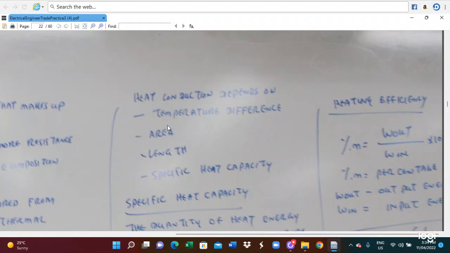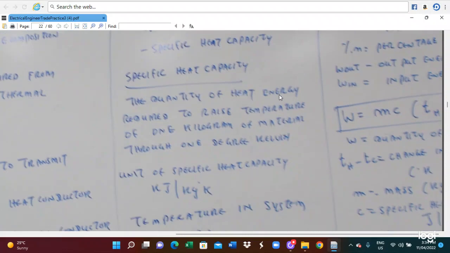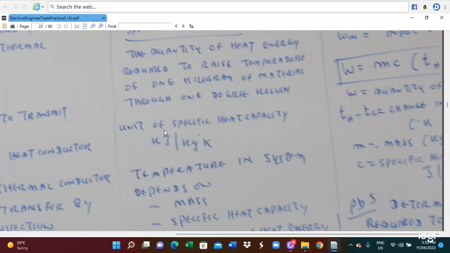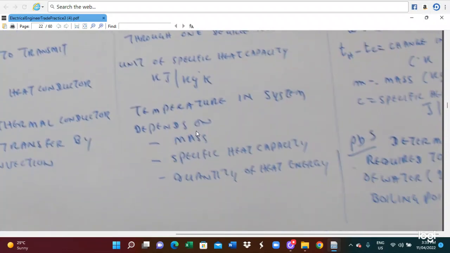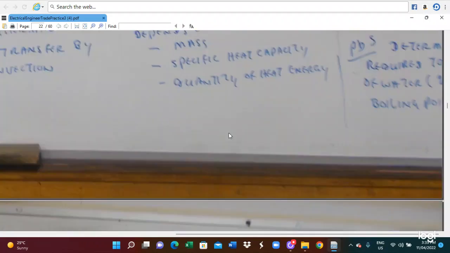So the heat conduction depends on the temperature difference, area, length, and the specific heat capacity. The specific heat capacity is defined as the quantity of heat energy required to raise the temperature of 1 kilogram of the material by 1 degree Kelvin. So this is the definition of specific heat capacity. The unit of specific heat capacity is kilojoule per kilogram Kelvin. Temperature in the system depends on the mass, specific heat capacity, and the quantity of heat energy. So W equals MC (TH minus TC). This is the equation we have to use to calculate.